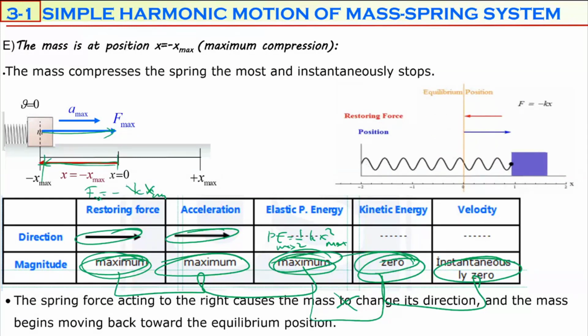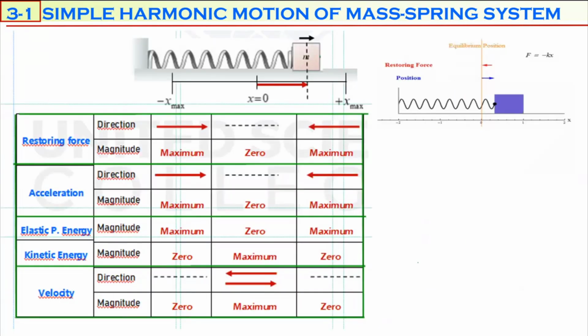So this process will continue infinitely if there is no loss of energy. Elastic potential energy will change into kinetic energy, kinetic energy will change back into elastic potential energy, and this exchange between these two types of energy will continue infinitely, and this system will oscillate between these two extreme points, here and here, infinitely. And in summary.